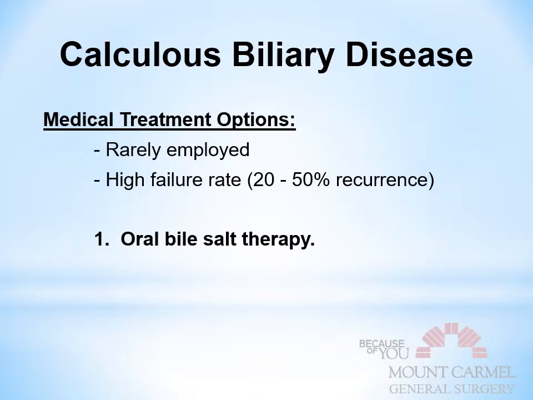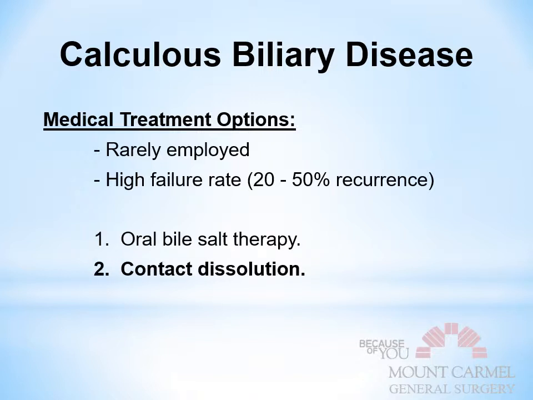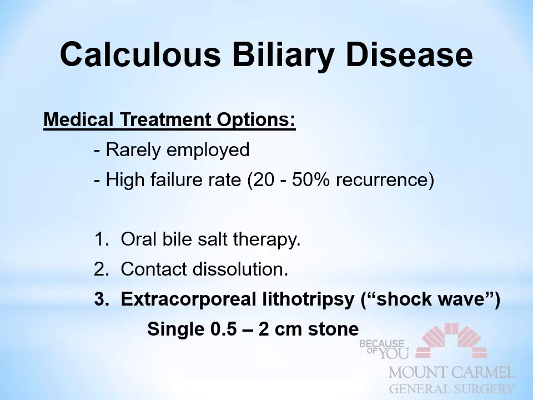Now there are some medical treatment options we rarely talk about. They have a very high failure rate, 20 to 50% recurrence, and that recurrence is within 10 years. So those will be oral bile salt therapies, contact dissolution, which is essentially a mechanism by which you modify the person's diet and medication regimen in a way to start to dissolve the stones that are in there. And then the third is extracorporeal lithotripsy, which is stone management via lithotripsy. It can be effective for a single stone that's 1/2 to 2 centimeters, but evidence suggests that it's not very effective on anything smaller.